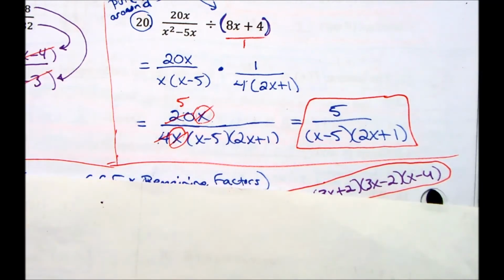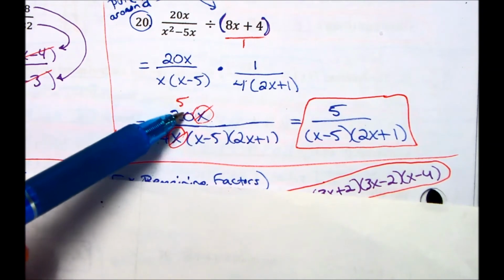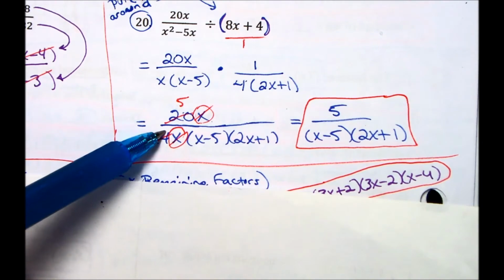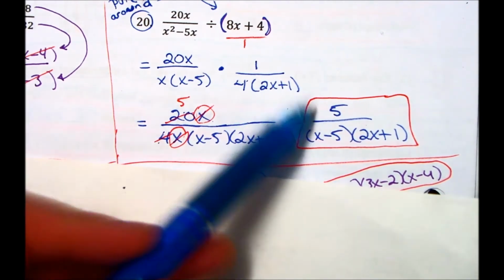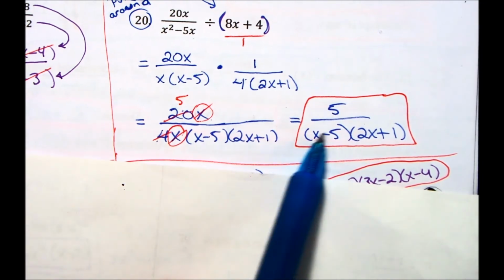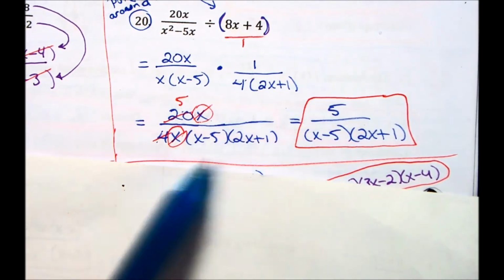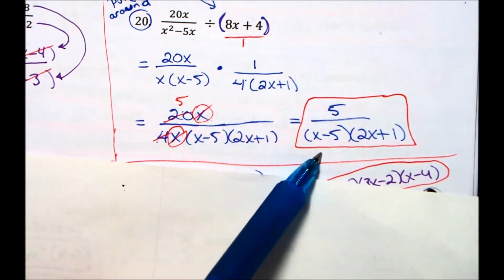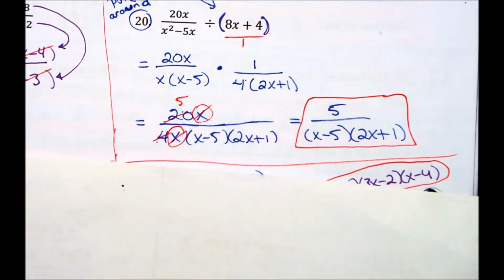Now just let me make a note. If by chance everything canceled from the numerator, so if this was, say, a 4 and everything canceled out from the numerator, you would have to put a 1 in the numerator. You can't just write your denominator as your answer. It has to stay in the denominator. So factors that are left over in the denominator have to stay in the denominator. If everything cancels from the numerator, then you need to put a 1 in the numerator.